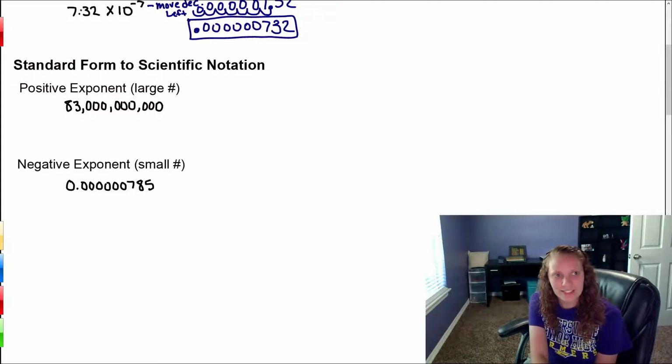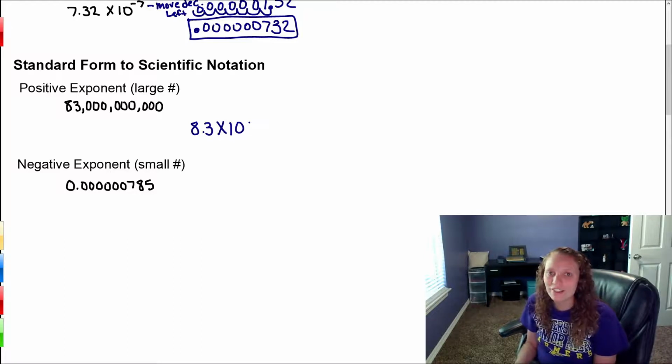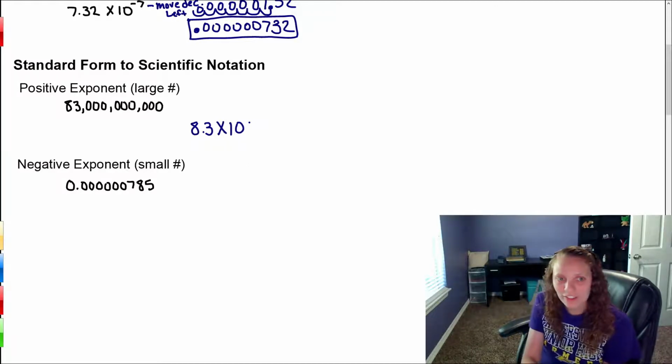Our goal is to get one number in front of the decimal that's not 0, and then a decimal, and then any other number other than 0 would go after the decimal. So our goal here is to make this number 8.3 times 10 to the, now we need to figure out what exponent we're going to need here. It's a large number, which means it's a positive exponent. We need to figure out how many times the decimal would need to move to make it between the 8 and the 3.